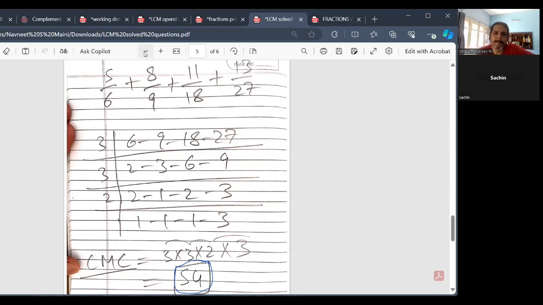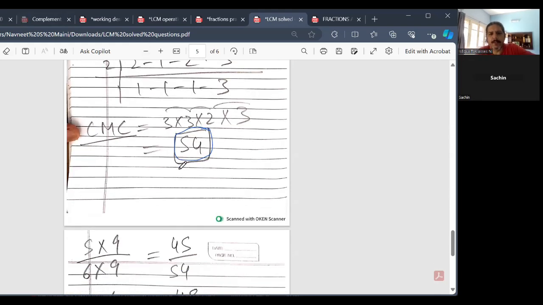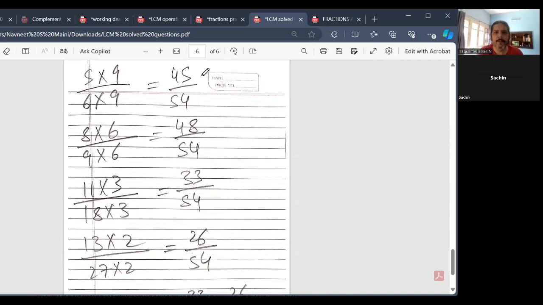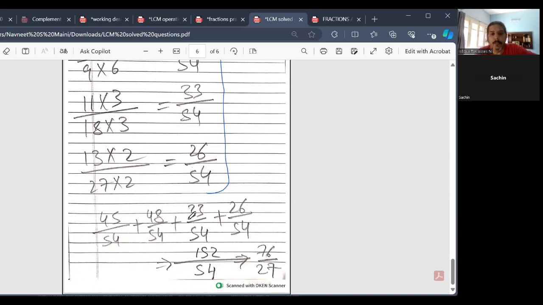Yeah. So once I have 54, then I try to reduce these 4 fractions to their equivalent fractions so that the denominator of the 4 fractions is 54. Any doubt? No. And then I just have to add the 4 equivalent fractions. My answer would be 152 by 54. But then what I see is that 2 is a common factor. So I take out the common factor by dividing the numerator and denominator by 2. So the final answer is 76 by 27. Any doubt here? No.